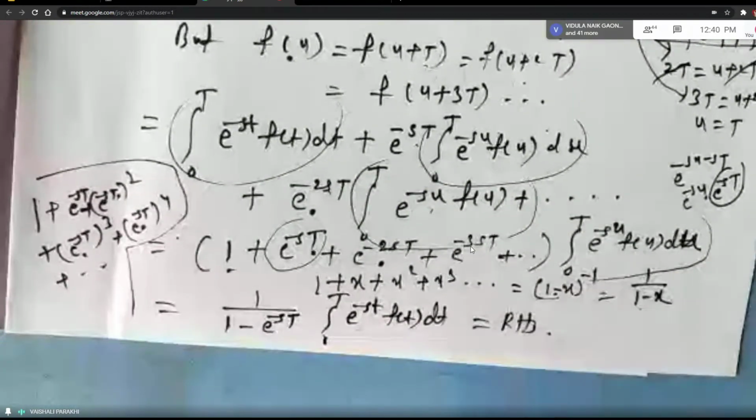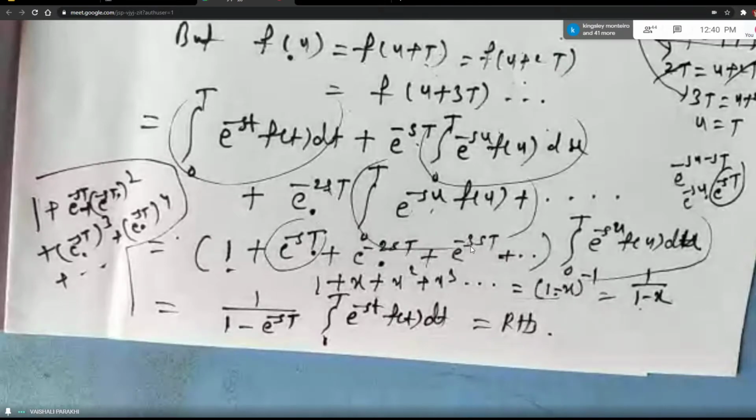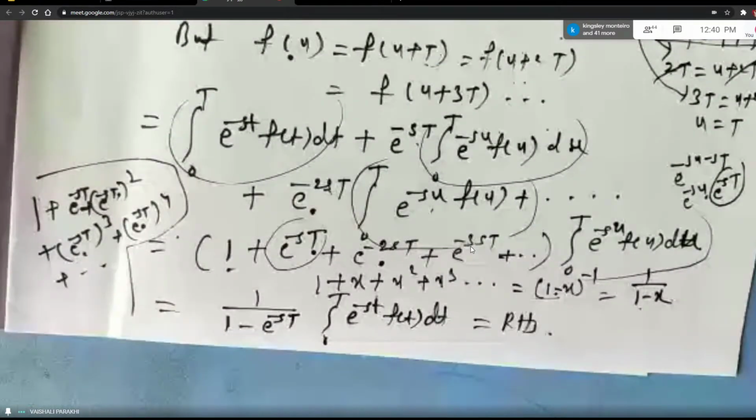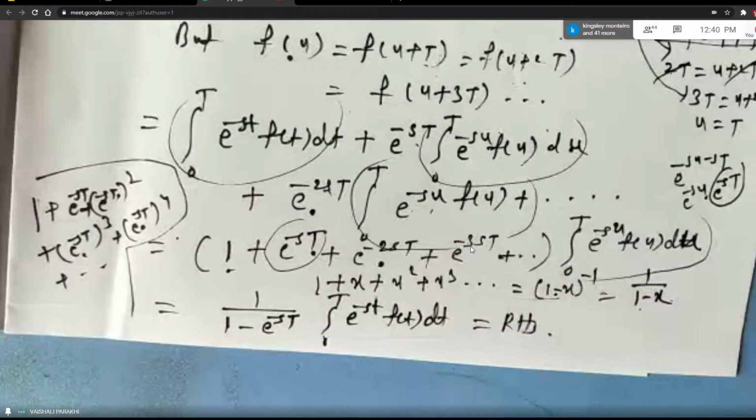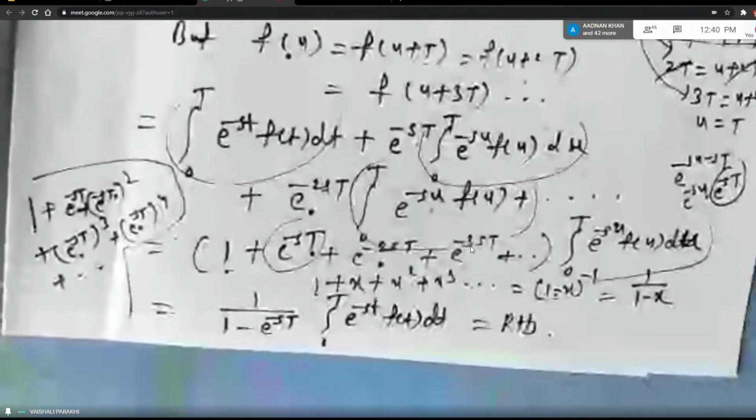And this integral as it is. And this is the required right hand side. Understood now? It is a direct comparison with the series. Any other doubts, students?